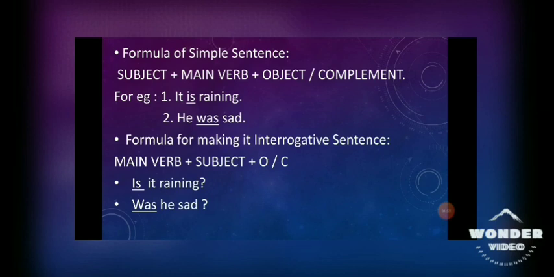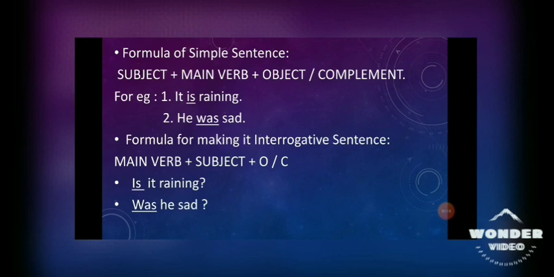Now how to transform such sentences into yes or no questions? So what will be the formula for making such sentences an interrogative sentence? The main verb which is there in the sentence, you will take it first, plus subject plus the rest of the sentence, that is object or complement. So is has come first. So is it raining?